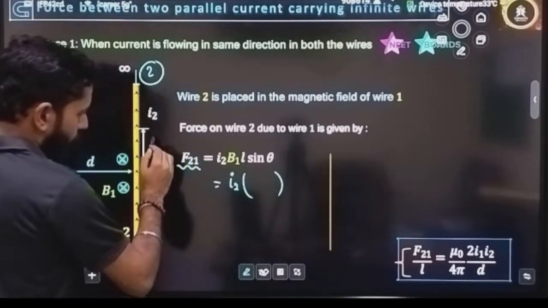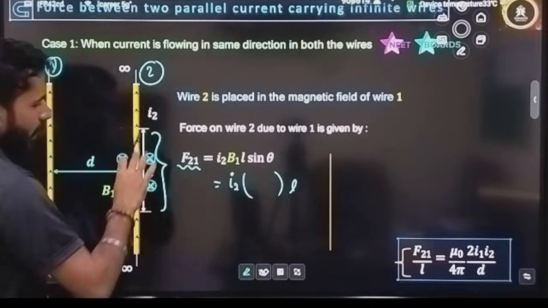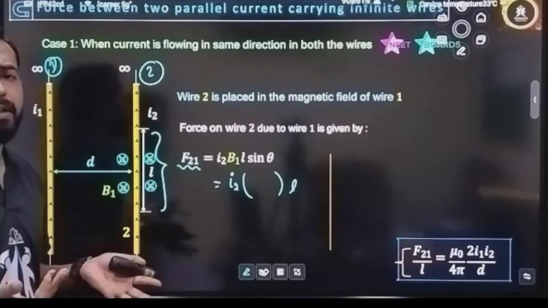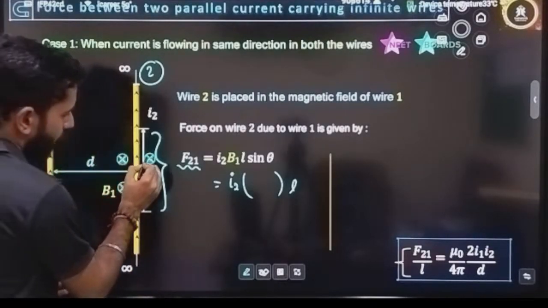Length you are taking here. I have told you now, you are calculating for force per unit length. That's why I have taken the length as L. Now tell me, what is the magnetic field experienced by this wire 2? From where will this magnetic field be coming? From wire 1 it will be coming, and it will be in the inside direction.